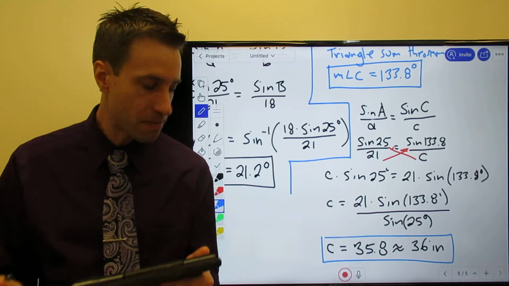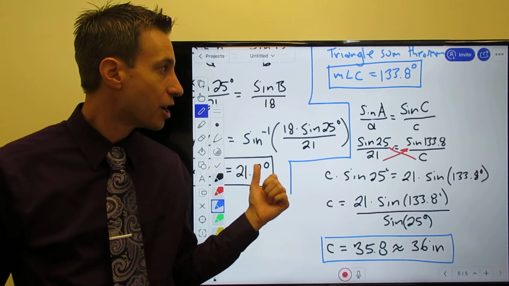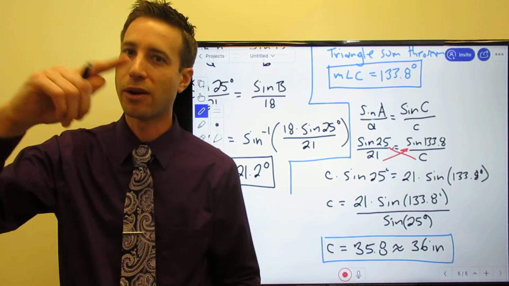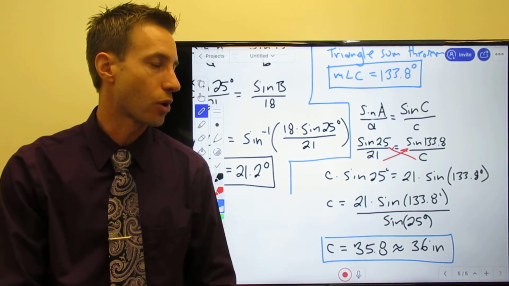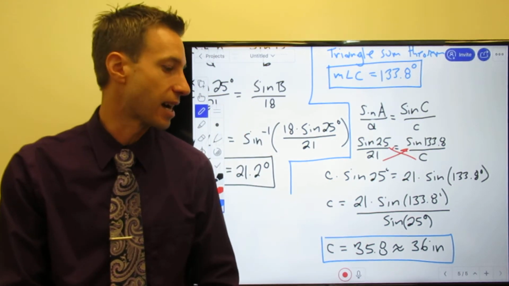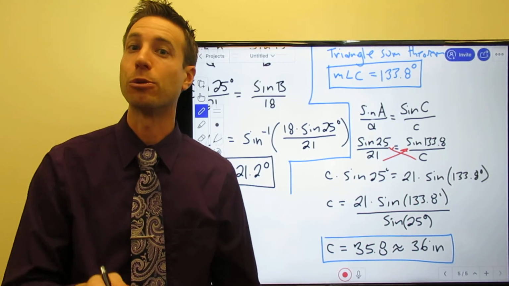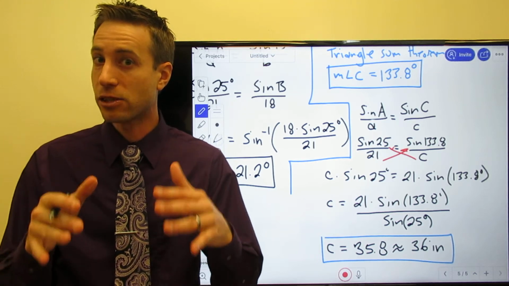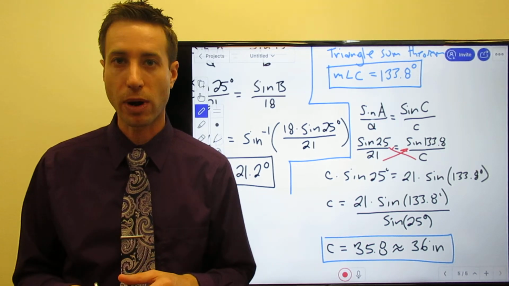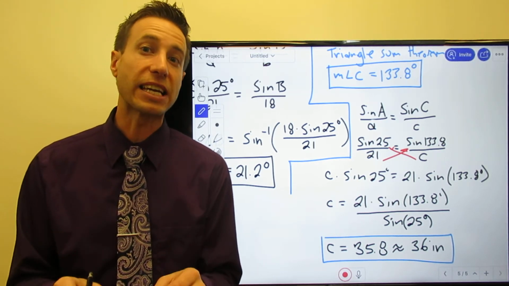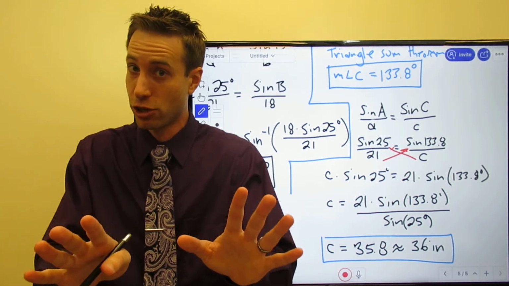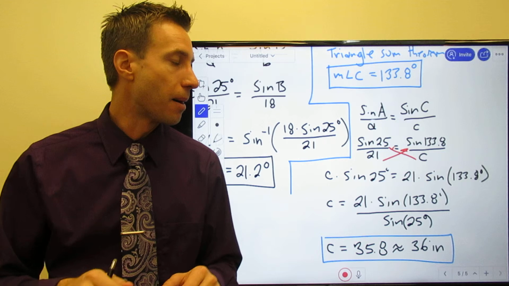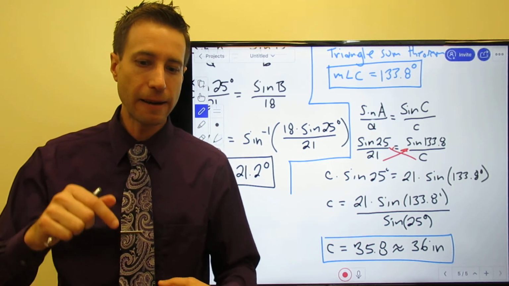You found the measure of angle B. You found the measure of angle C, and we found the length of side C. You now know all of the measures in that triangle. You know all the angles, you know all the sides, and the law of sines helped us do it. So the whole point of this section was that we can solve triangles that don't have a right angle in them, and the way we do that is based on the information you're given.